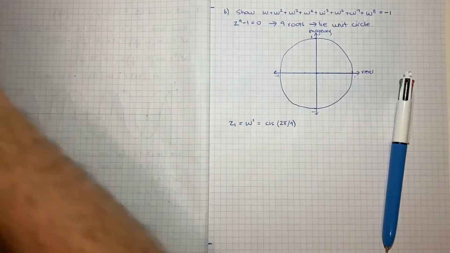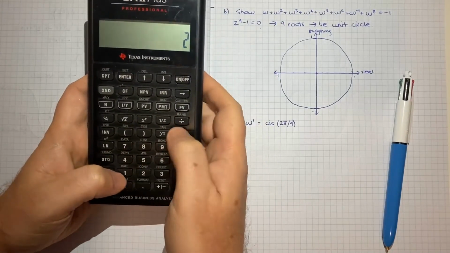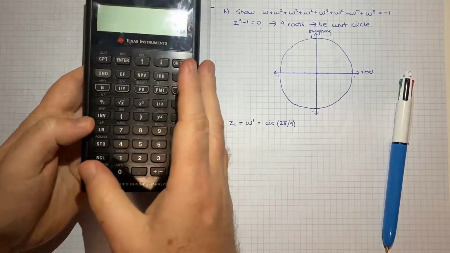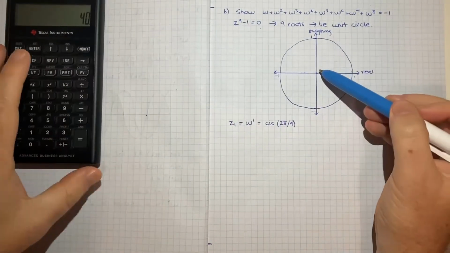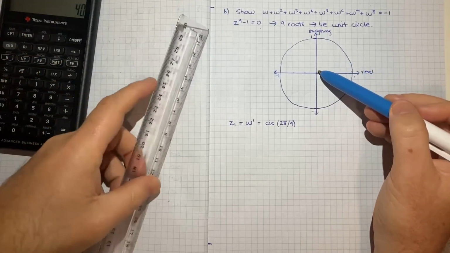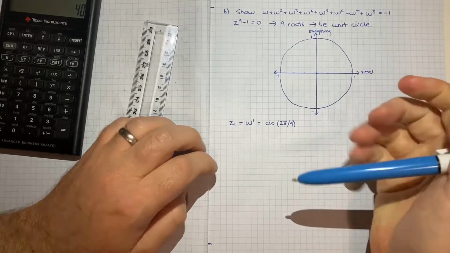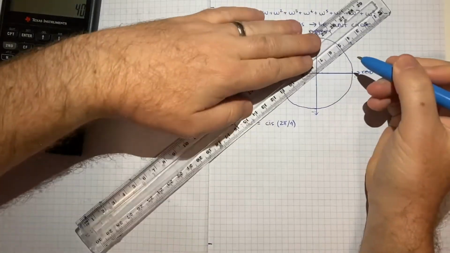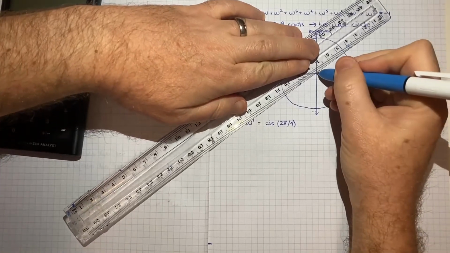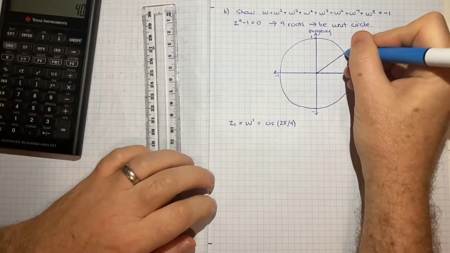Now if we just get into our calculator and go 2 times pi, or 180, divided by 9, that's going to plot onto this unit circle at 40 degrees. So I might just use a different colour. So this is 90 degrees, 45 is about half, so 40 is just a bit less than half. So that's my z1.